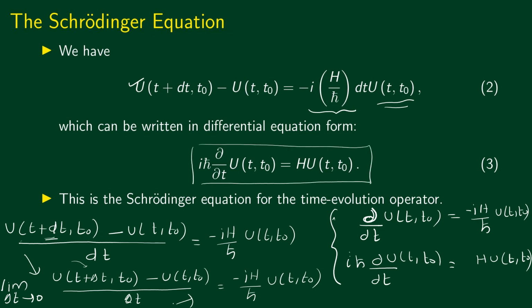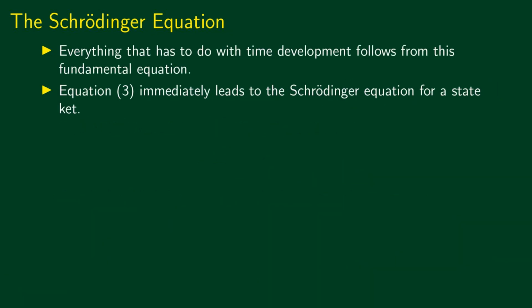Now this is called the Schrödinger equation for the time evolution operator. This is the fundamental equation that is obeyed by the time evolution operator. Everything that has to do with time development actually follows from this fundamental equation. So the equation was iħ partial derivative with respect to time of u(t, t0) is equal to the Hamiltonian multiplied by u(t, t0).